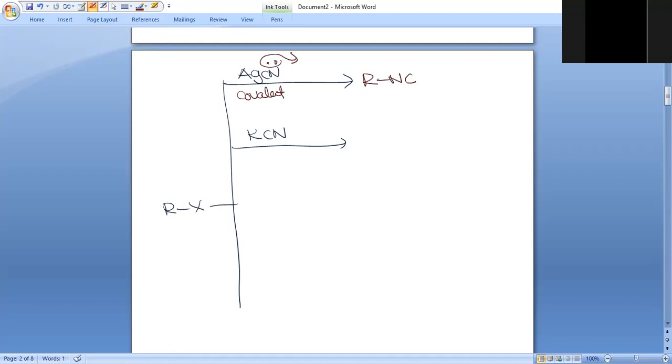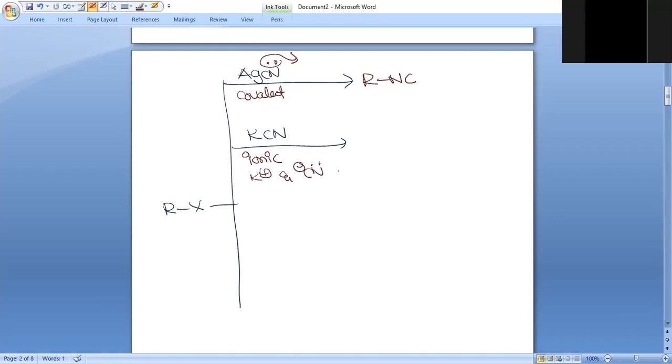What will be formed? An R-NC bond will be formed here. But this is an ionic compound. Ionic compound means you have K plus ion and the CN minus ion. Yes or no? Yes, sir. So in the CN minus case, two possibilities are there.